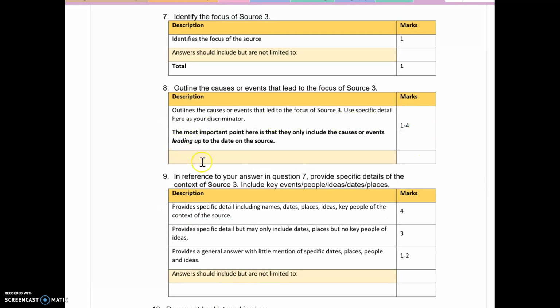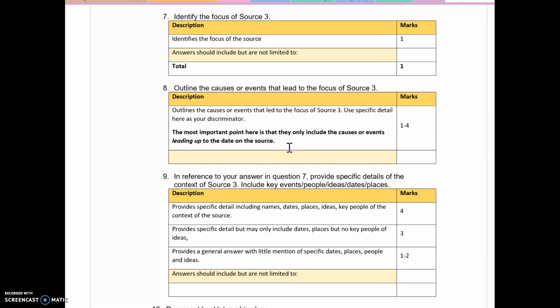Okay, and this is where you've got to know your information. This is where you've got to know your history. So the causes or events that lead to the focus. Now, the 1 to 4 marks is in the detail. If I can put key dates, if I can put events and people or ideas depending on my source. But what you want is it's leading up to the date. So the relevant events before 1903 is what you want to have a look at.